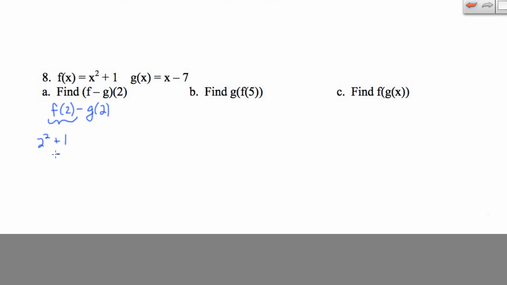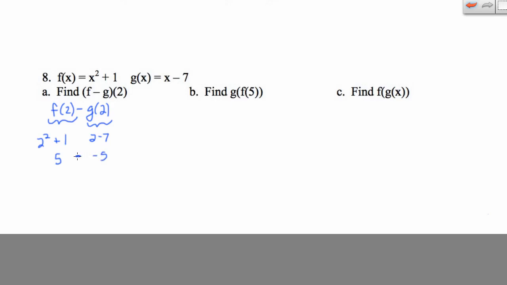So I get 5. And then g of 2, I'm going to put 2 in for x here. And I get negative 5. So now I want to take f of 2 minus g of 2. So the 5 minus the negative 5.